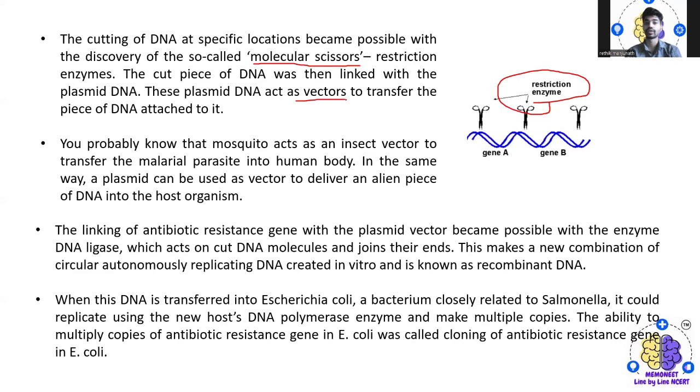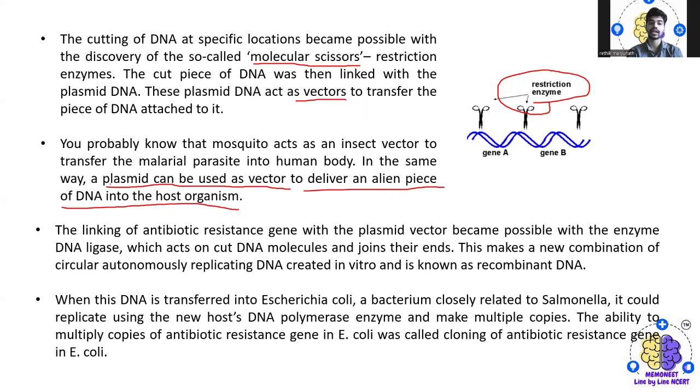The piece of DNA was then linked with the plasmid DNA, and this plasmid DNA acts as a vector to transfer the piece of DNA attached to it. You probably know that a mosquito is a vector for the malarial parasite into the human body. In the same way, the plasmid can also be used as a vector to deliver an alien piece of DNA into the host organism.